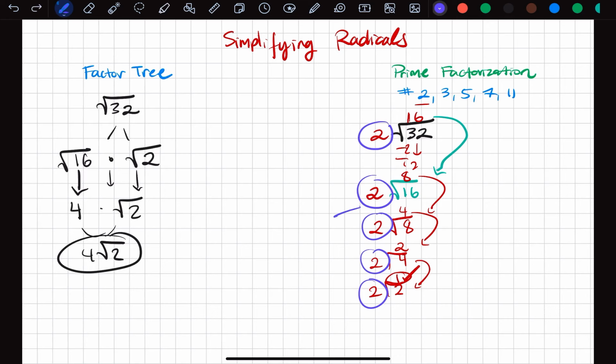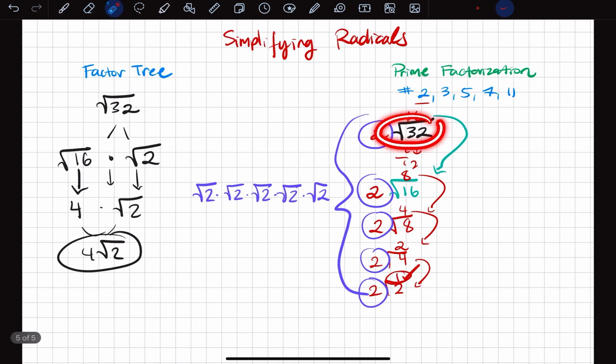Actually, let's do that differently. Oh my gosh, there we go. What you do with this is you rewrite them all with radicals. I used 1, 2, 3, 4, 5. We have just gone from radical 32 and broken it down to this. That is much easier for us to look at, and you can start grouping.